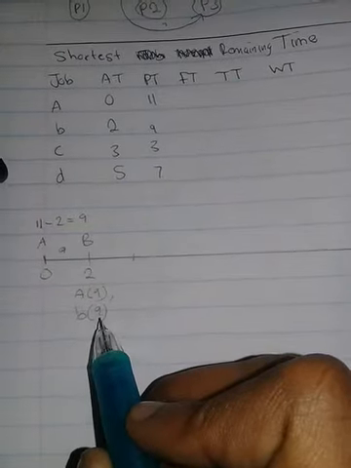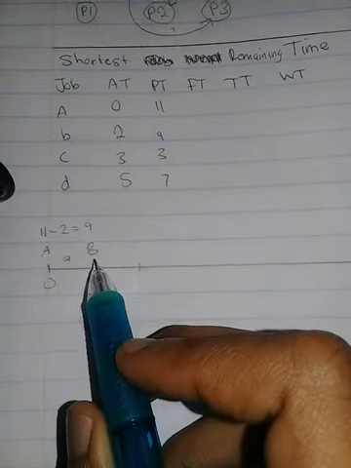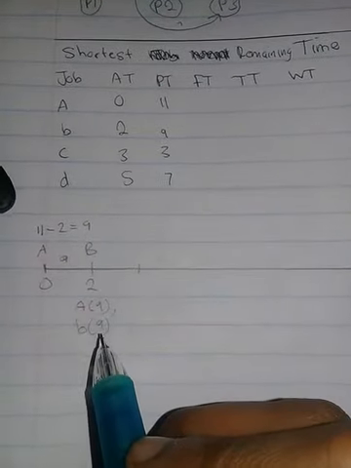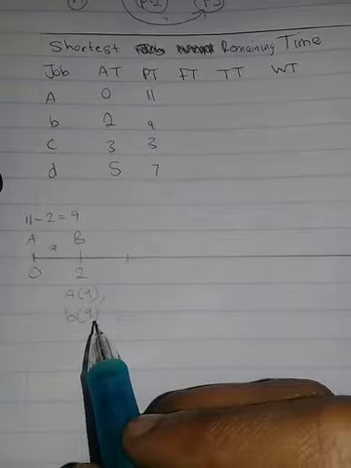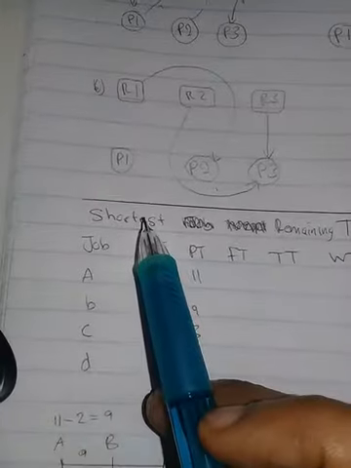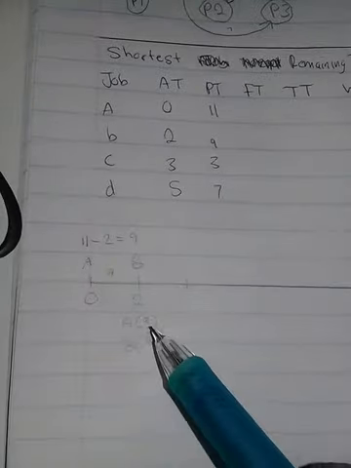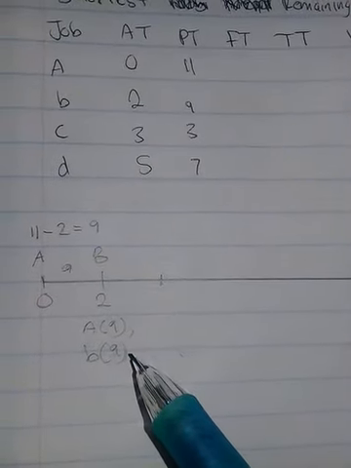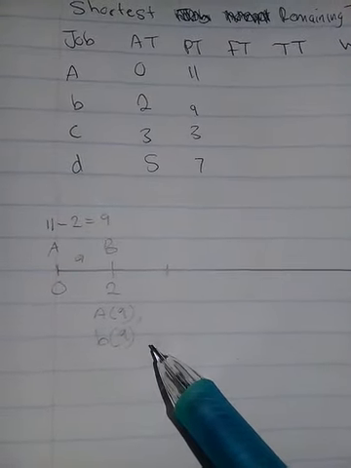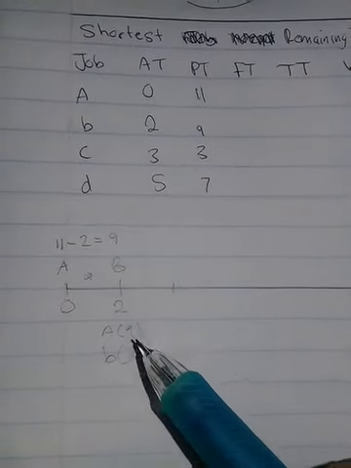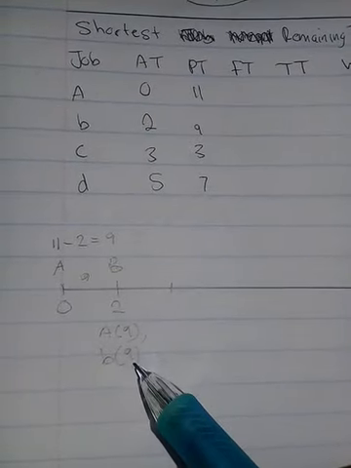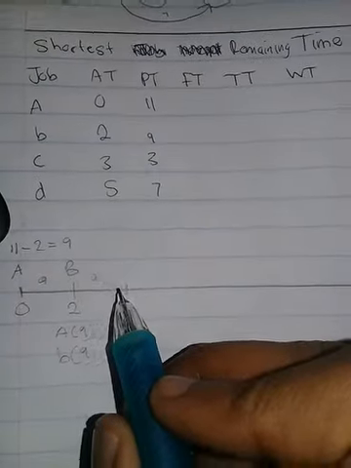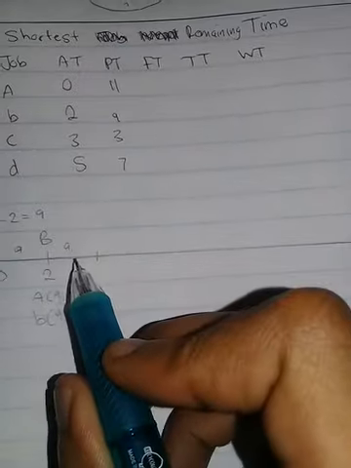B has not been processed yet. It has only entered the fray. So B has entered the timeline. Between the two, which has the shortest remaining time? As the word suggests, shortest remaining time. Since they are the same, you must select the first one above. Since A is above B, you must continue with A, right? So A still continues with the processing.